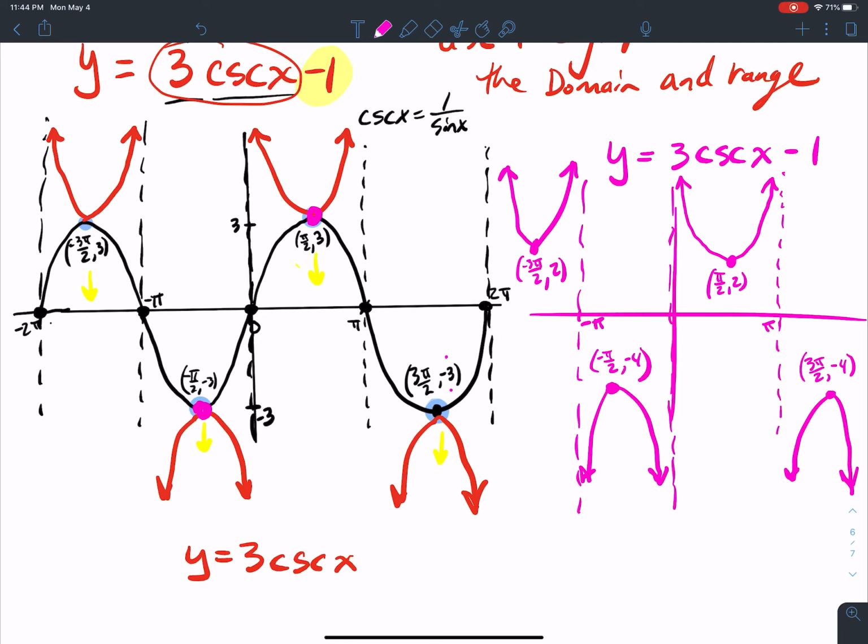So really the trick is just to figure out where those peaks and valleys are, and once you get all those points, then do your shifting.